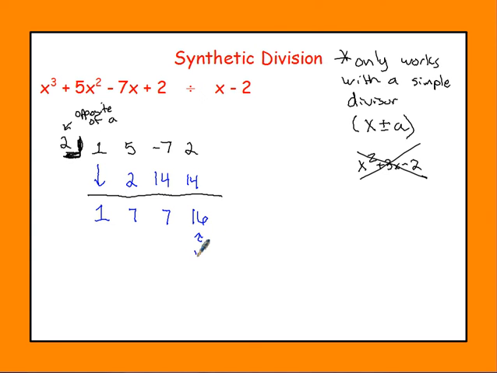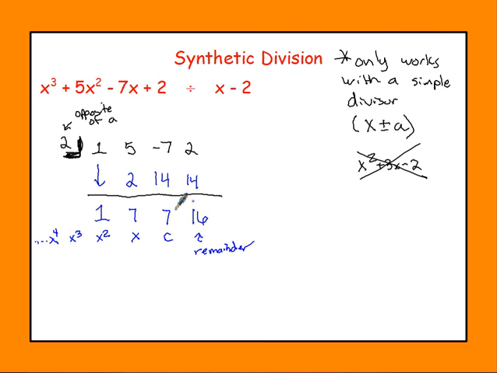The last number, whatever it is, is always your remainder. The second to last number is always your constant. The next number is always your x. This number is always your x squared. If you had another number, it would be x cubed. If you had another number, it would be x to the 4th, and so on and so forth.